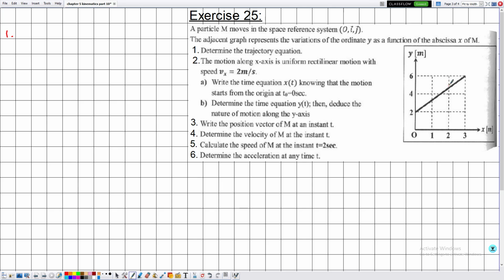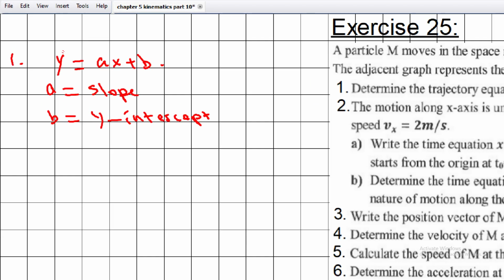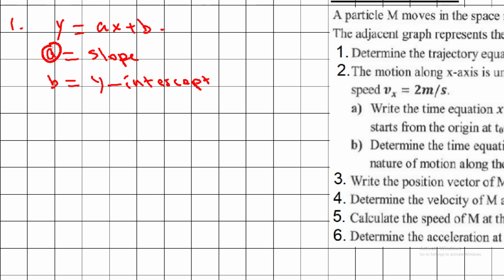So the equation of this straight line is given by y is equal to ax plus b. So a is the slope and b is the y-intercept. Okay, so the equation of a straight line is always given by the quantity on the y-axis, which is equal to the slope multiplied by the quantity on the x-axis plus the y-intercept. Okay, so this doesn't represent the acceleration, this is the slope.